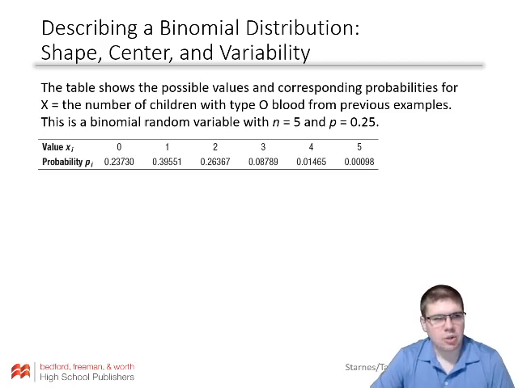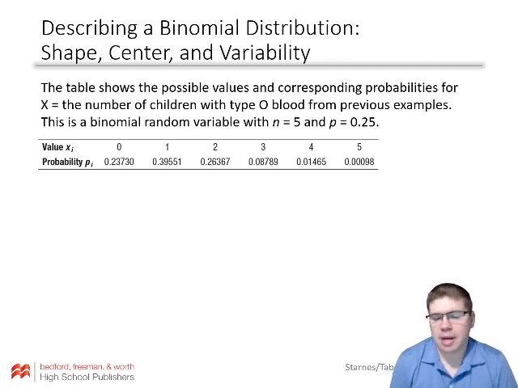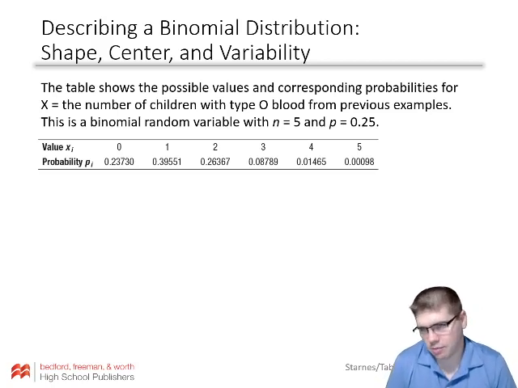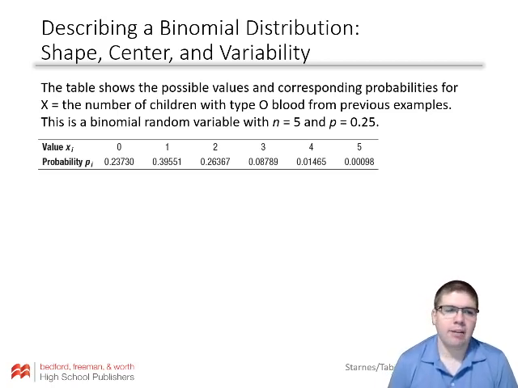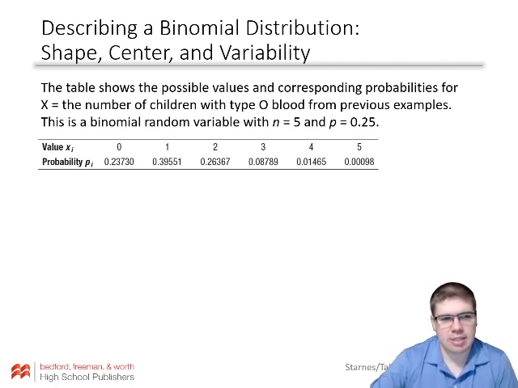Hey, AP Statistics. So continuing on with 6.3, the binomial distribution. We're going to look at the shape, center, and variability or spread of the binomial distribution. This table shows that same example where we had 5 trials and a 25% chance of success. These are all the different binomial probabilities. We could go through and use binomial PDF to calculate all of those probabilities. So what is the shape, center, and spread of that distribution?